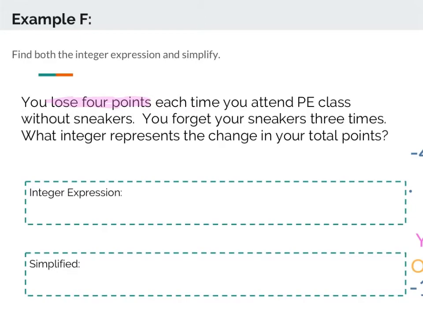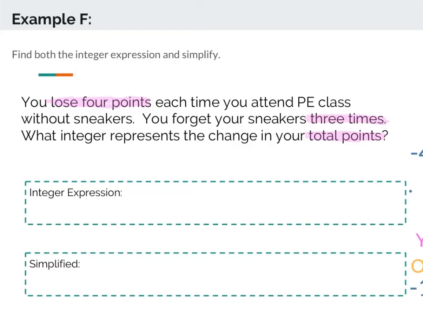Without sneakers, you forget your sneakers 3 times. So it tells us the number of times that you've lost sneakers, so we're going to highlight that. What integer represents the change in your total points? So that's important. That's what the answer is that we're looking for. So now we figured out the important information in our problem. So let's start by making our integer expression.